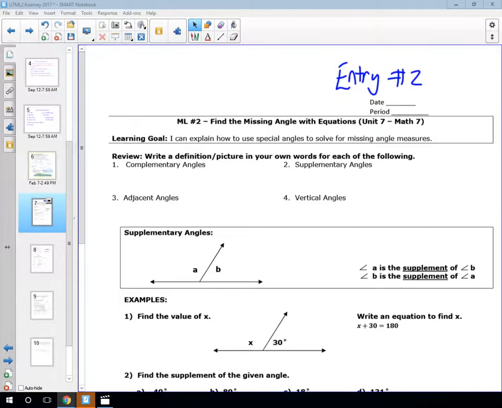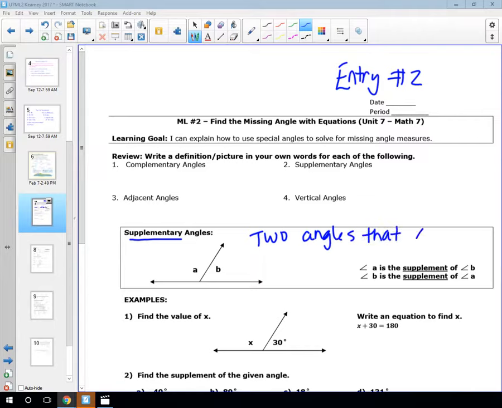So let's just quickly remind, because Kearney's old and sometimes I forget. The first thing, let's talk about what supplementary angles are. We talked about this just a few days ago. Supplementary angles are two angles that add up to 180 degrees. And if you remember, 180 degrees is a straight line. So that means two angles that create a straight line.